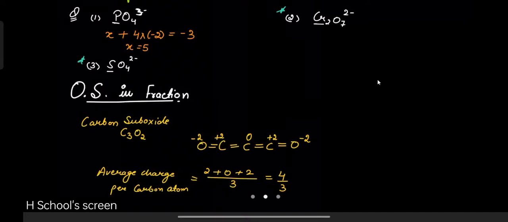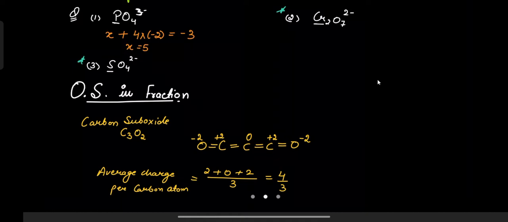Today we are going to understand oxidation state in fraction. How could the oxidation state be in fraction? But before that, in the previous part of redox reactions, I gave you two questions to do at home. If you were able to do them, very well. But if you were not able to, kindly look at how to do it.